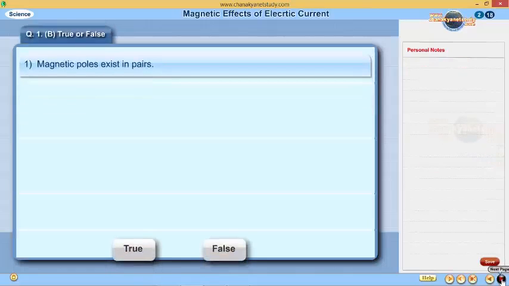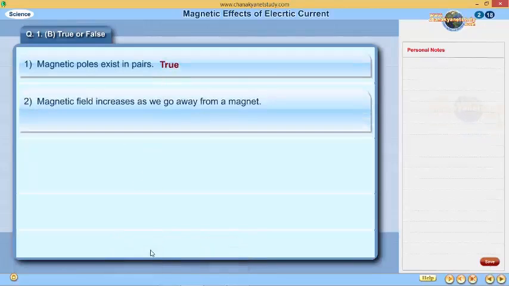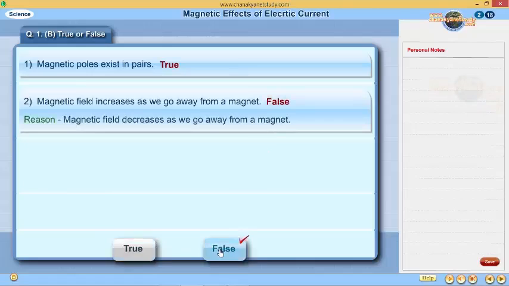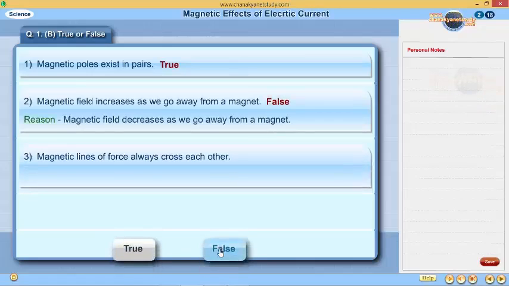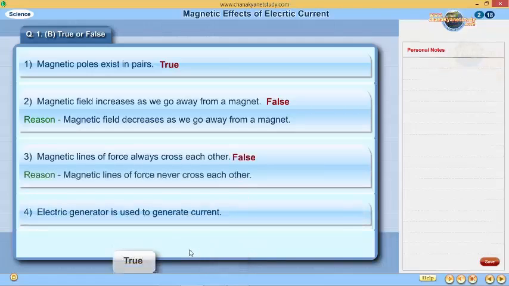Question number 1. B. True or false? 1. Magnetic poles exist in pairs. True. 2. Magnetic field increases as we go away from a magnet. False. Reason. Magnetic field decreases as we go away from a magnet. 3. Magnetic lines of force always cross each other. False. Reason. Magnetic lines of force never cross each other. 4. Electric generator is used to generate current. True.